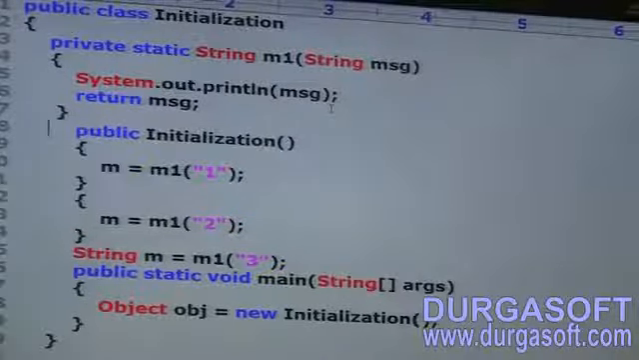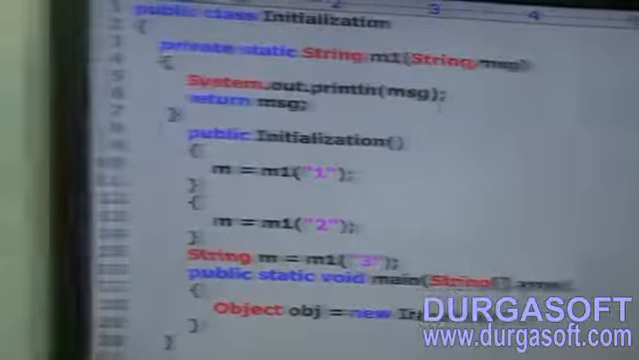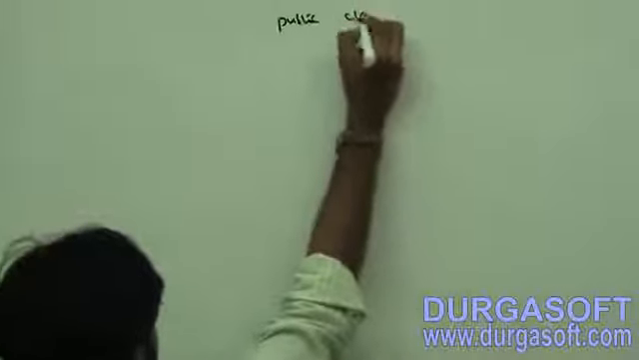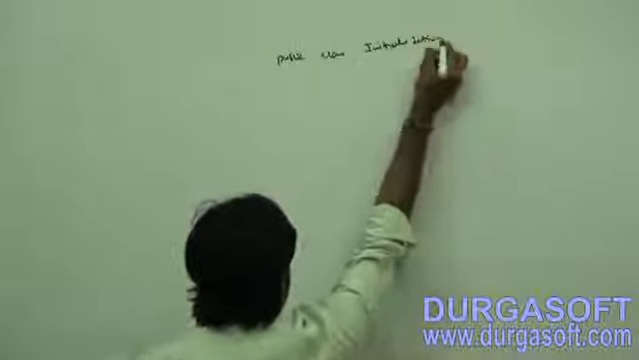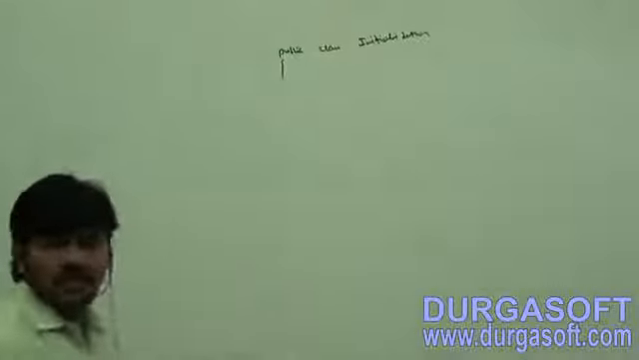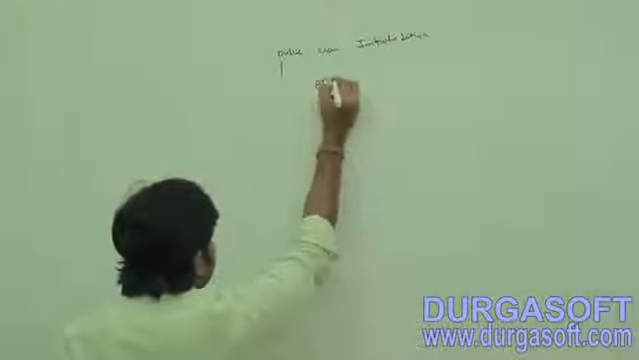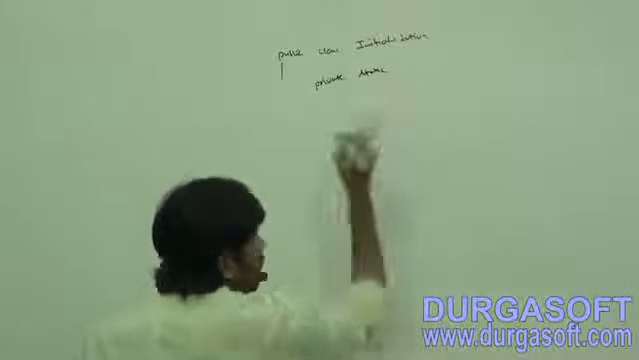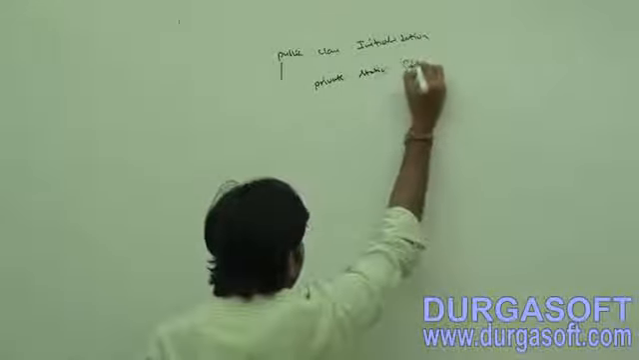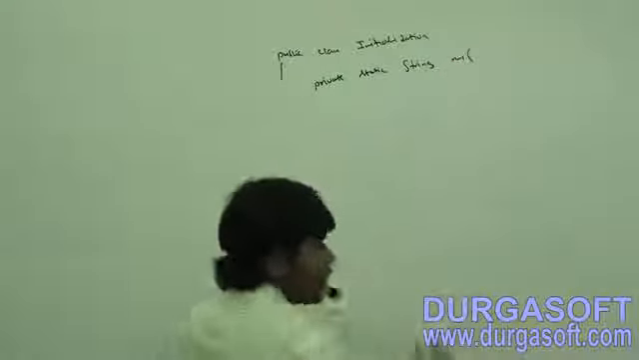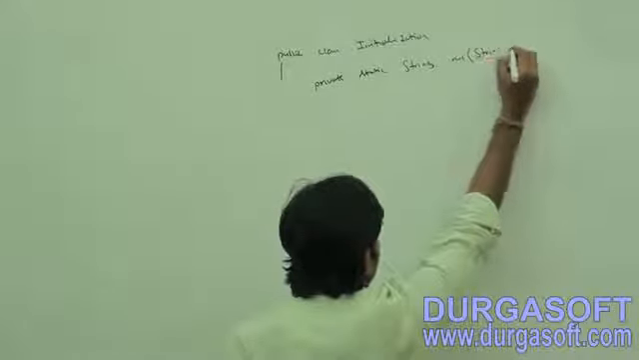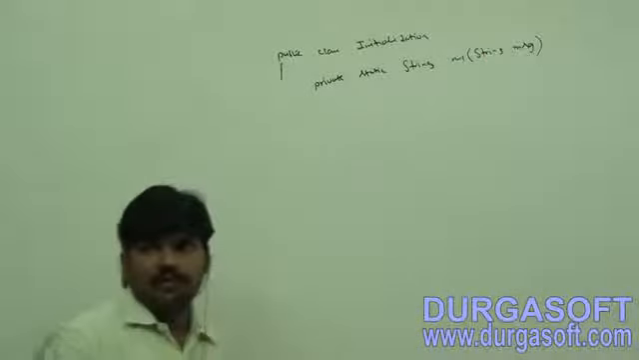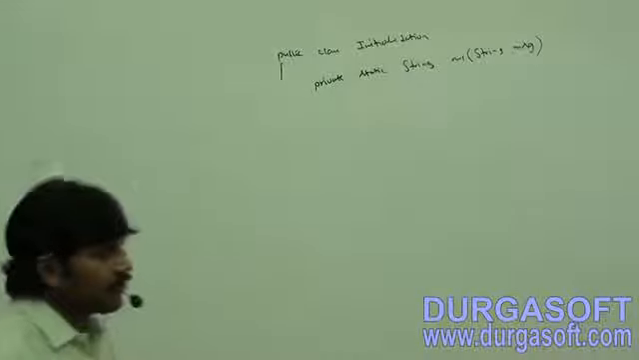Can you please tell what is the code? Can you please spell out? Public class initialization, what is the thing? Private static string m1 method is there. Private static string m1 of string message, okay, we have.